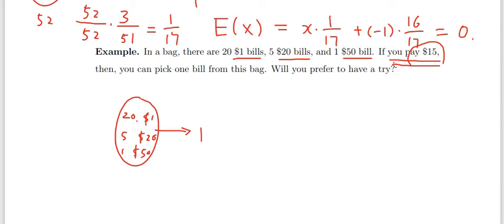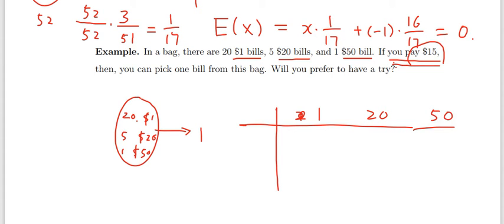Okay, so for this problem, we just check. We forget to use the $15 you paid to me. I just say pick 1. So what we want to find is the expectation: how much money can you pick? You may pick a $1 bill, or $20, or $50, right? Let's say I put the money you can pick: you may pick $1 or $20 or $50.